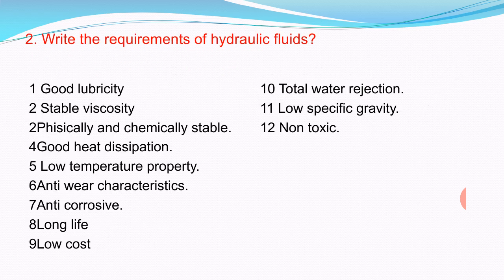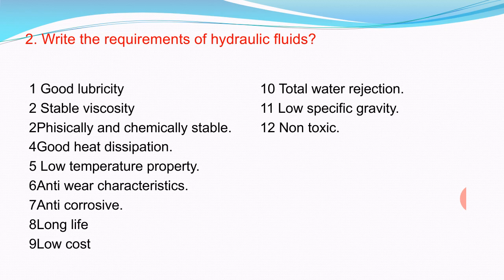Now the next question is: write the requirements of hydraulic fluids. The fluid used nowadays in hydraulic systems is a petroleum product or it may be synthetic, but in earlier days they used water. Now what are the requirements of this hydraulic fluid? First, it should have good lubricity. It has to lubricate the parts between which it is operating. Second, the viscosity of the oil should not change with temperature; it should be stable.